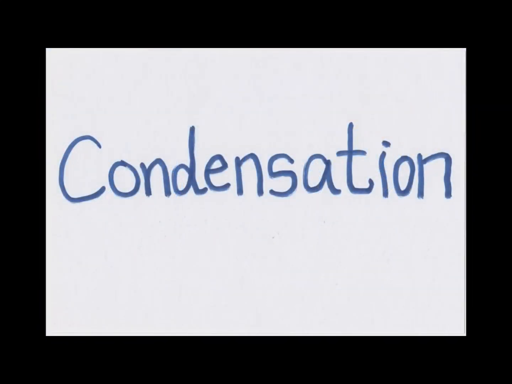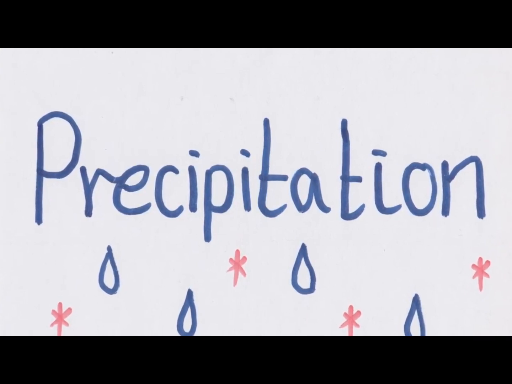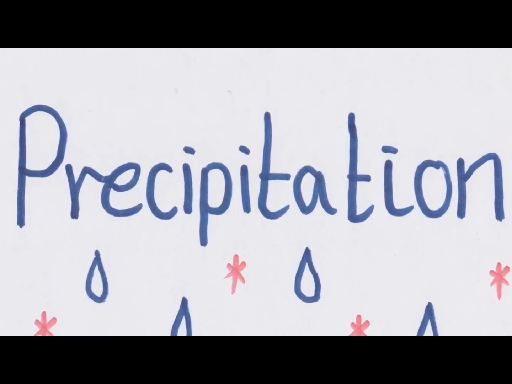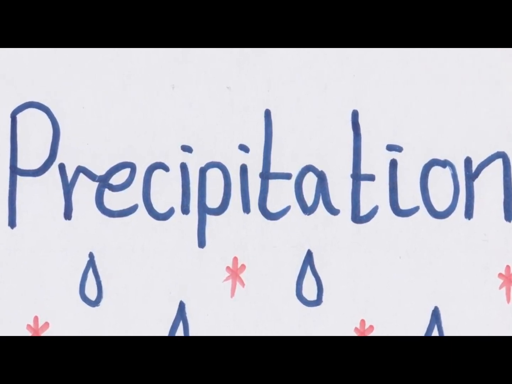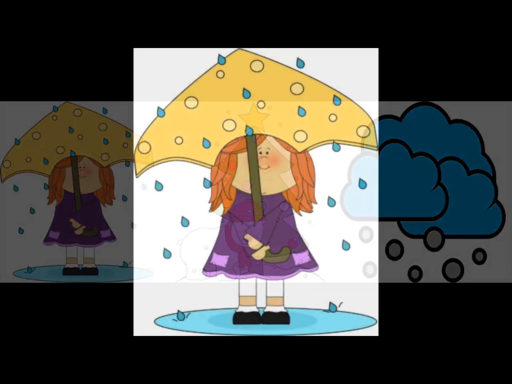When water vapors reach cooler places, they come near to each other and again change into water. This process is called condensation. Those water drops become bigger and heavier, so they will start falling down due to Earth's gravity. This process is called precipitation. In this process, rain, snow, or hail will happen depending on the temperature.